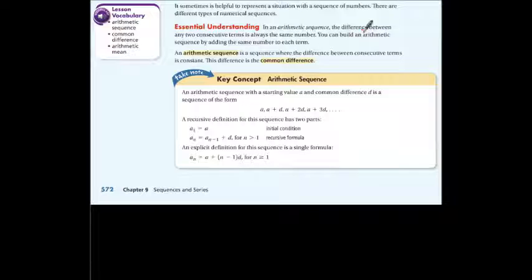In an arithmetic sequence, the difference between any two consecutive terms is always the same number. We can build a sequence by adding the same number to each term. With a sequence, the common difference is a big deal, so that's this difference between each number that we're talking about. A recursive definition for this sequence has two parts. A1 equals A, that's the initial condition, and then A sub n equals A sub n minus 1 plus D, D being the difference, is the recursive formula.